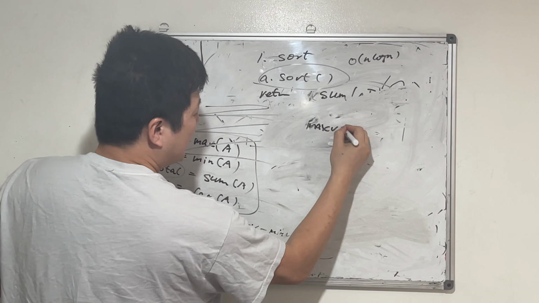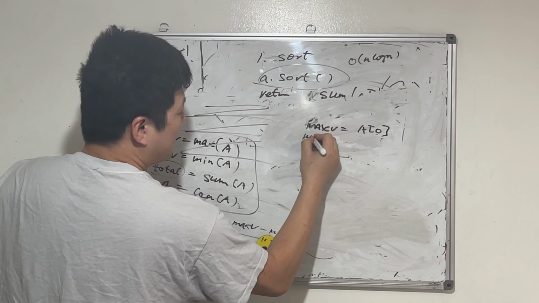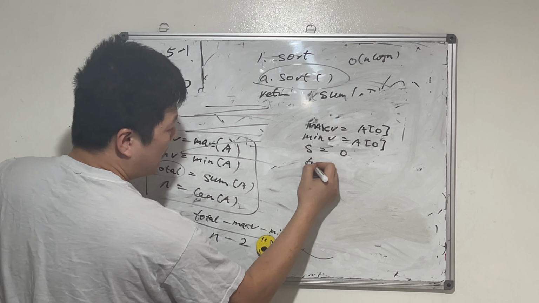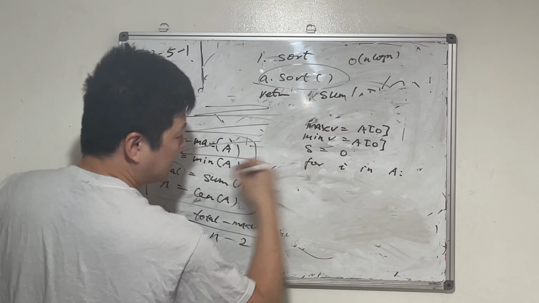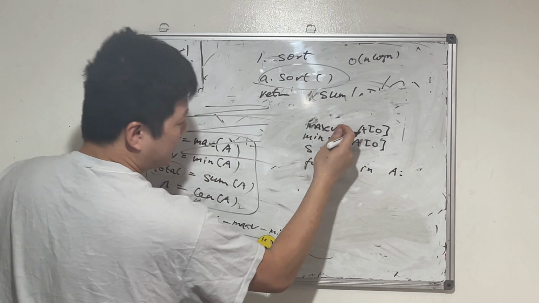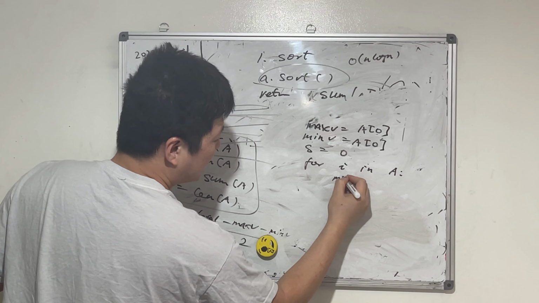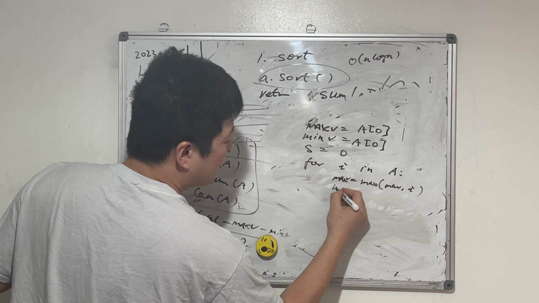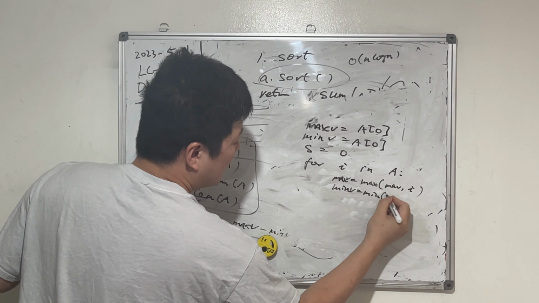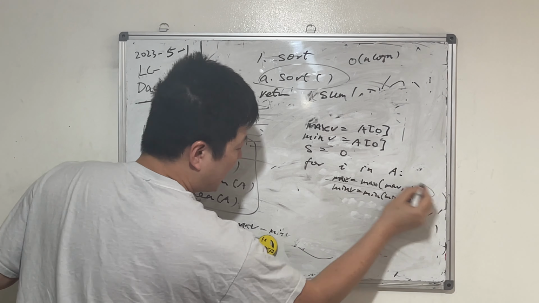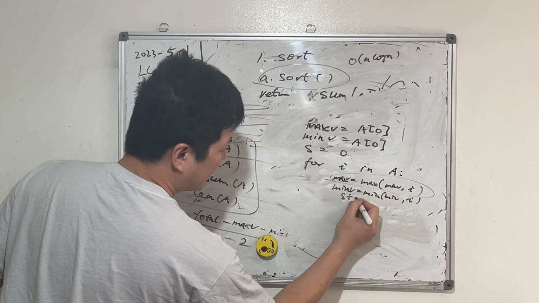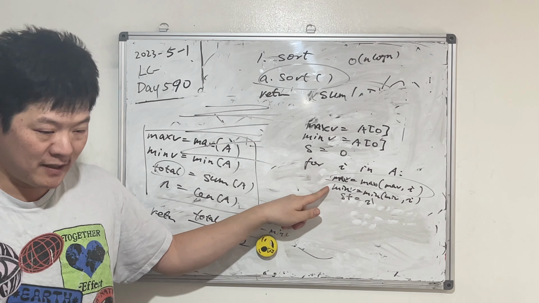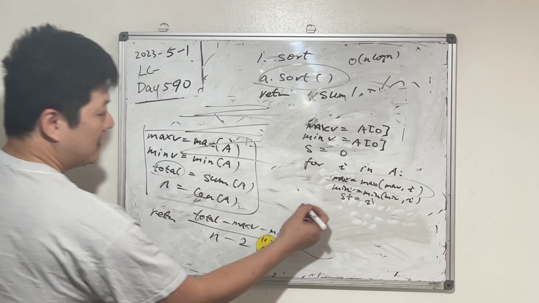The maxV equals the first number, right? The minV equals the first number. The sum equals 0, okay? For i in a, we go through this array. If i is bigger than maxV, then maxV equals i, right? But we can do this: maxV equals max(maxV, i), right? And minV equals min(minV, i), right? We're updating the maximum, updating the minimum, and then sum plus equals i. Look, we go through this array one by one, updating the maximum, updating the minimum, accumulating the sum, and return.